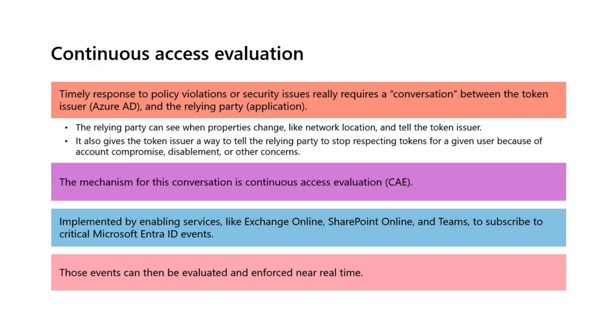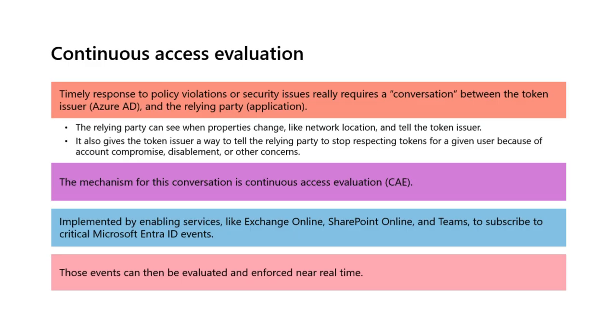Customers express concerns about the lag between when conditions change for a user and when policy changes are enforced. Timely response to policy violations or security issues really requires a conversation between the token issuer, Microsoft Entra, and the relying party, an enlightened app. This two-way conversation gives us two important capabilities. The relying party can see when properties change, like network location, and tell the token issuer. It also gives the token issuer a way to tell the relying party to stop respecting tokens for a given user because of account compromise, disablement, or other concerns.